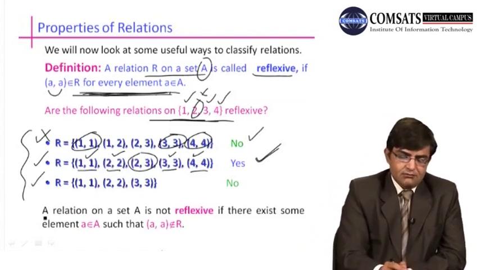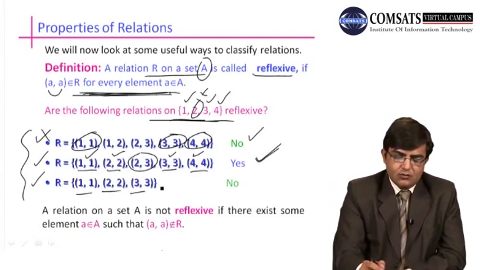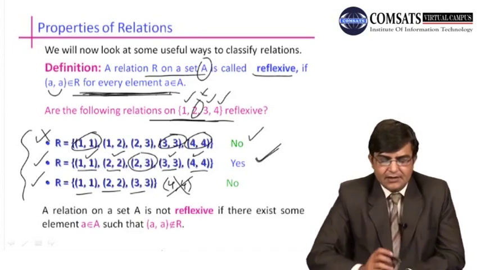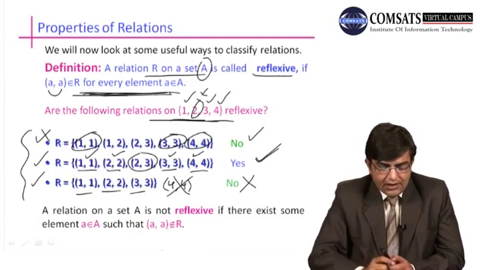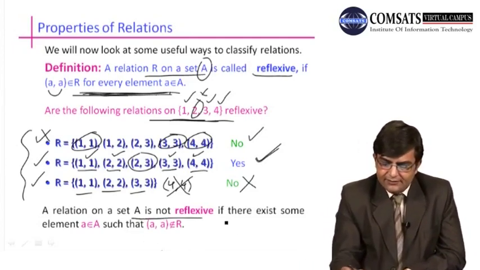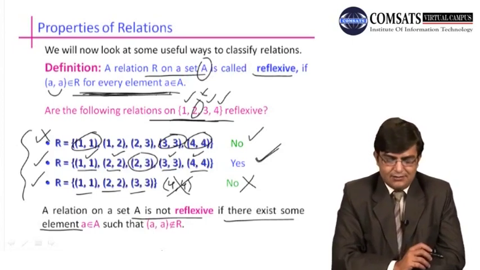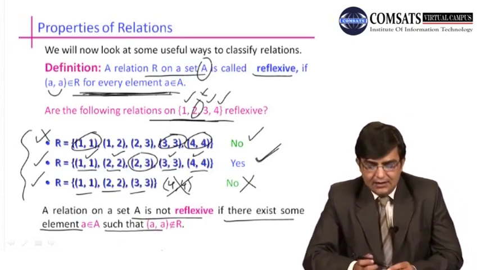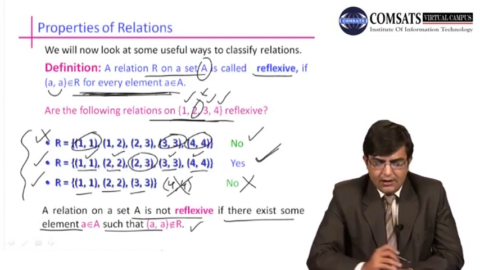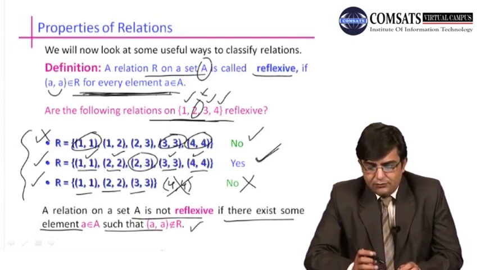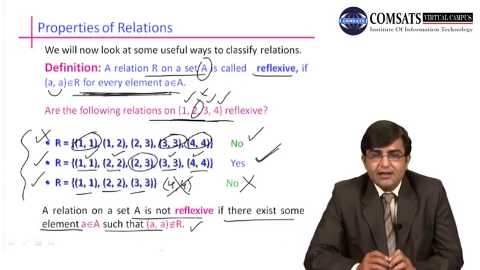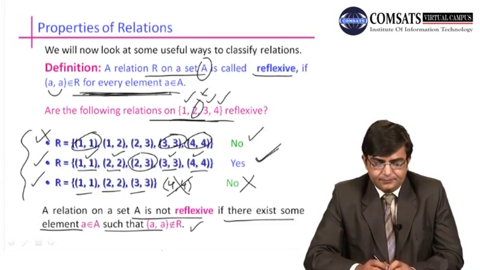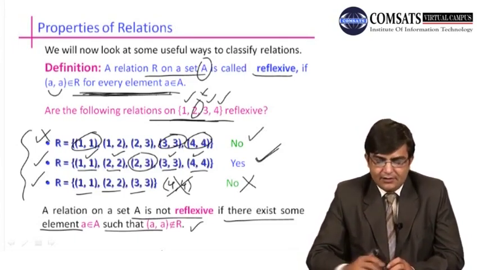Now we check the third. We have (1,1), (2,2), (3,3), but we don't have (4,4). (4,4) is not present in this relation, therefore this relation is not reflexive. So a relation on a set is not reflexive if there exists some element a belonging to A such that (a, a) doesn't belong to R. For a relation to be reflexive, every element must be related to itself. So this is the reflexive relation.